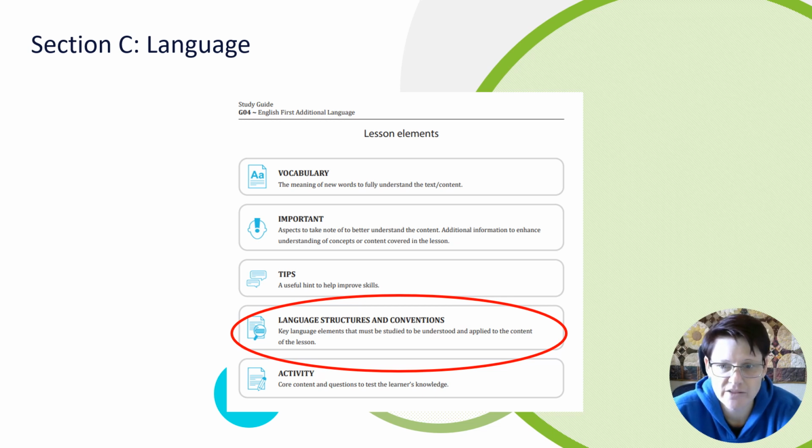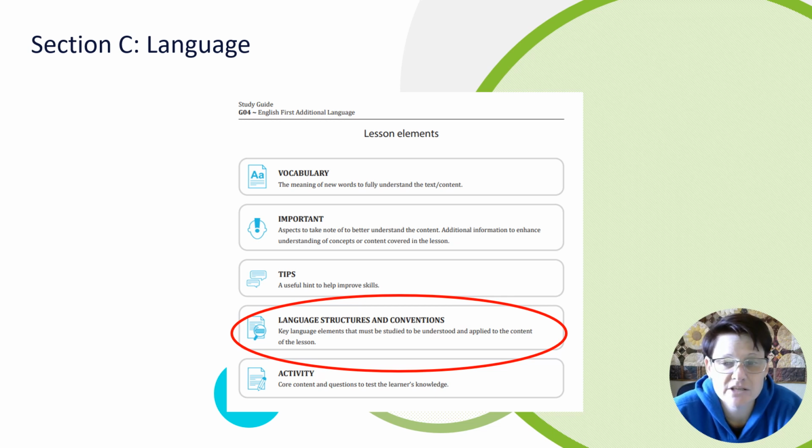Now you can see here that there are icons used. I call them emojis. So I tell my students, go to your emoji. This is your icon or emoji that gives you an idea of what to go and study. The first one says vocabulary. Usually that indicates, when there's a reading piece, what may be new words to you. Then there's important information, tips, and this red circled one, a paper with a magnifying glass. Here is your language structures and conventions.